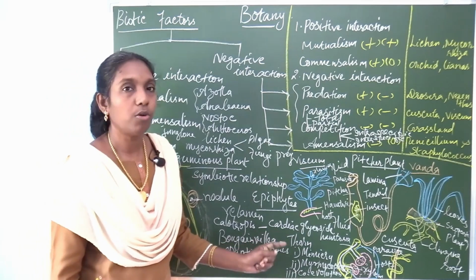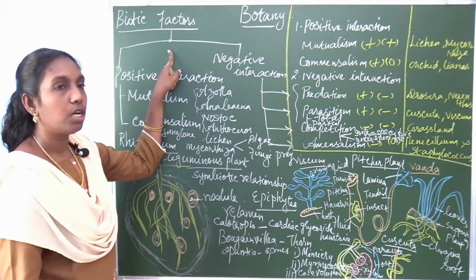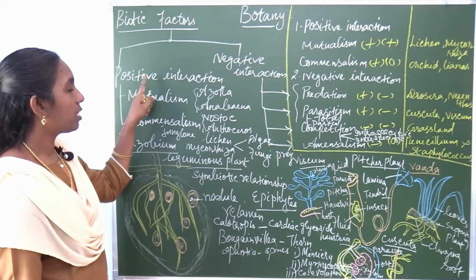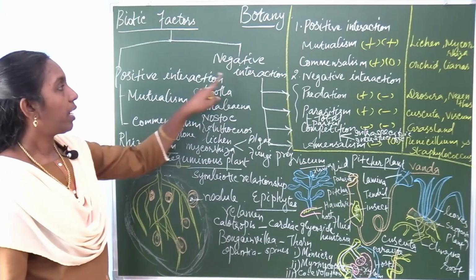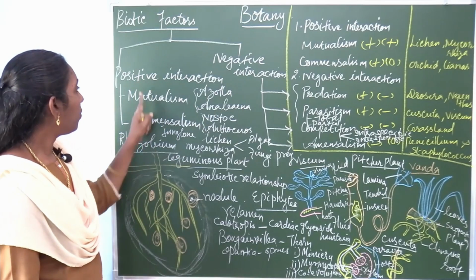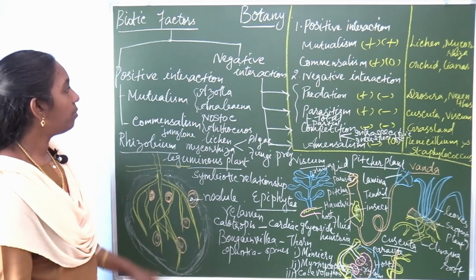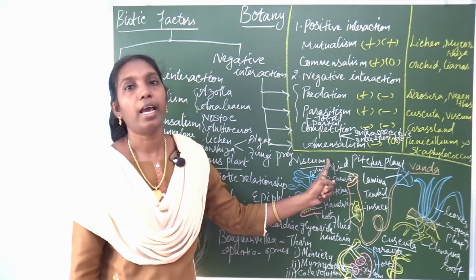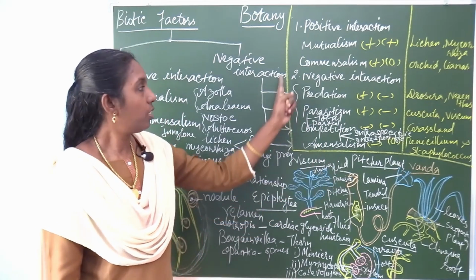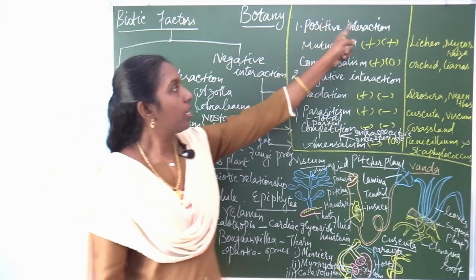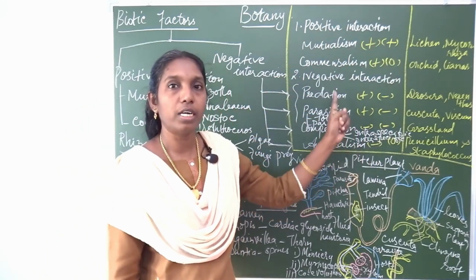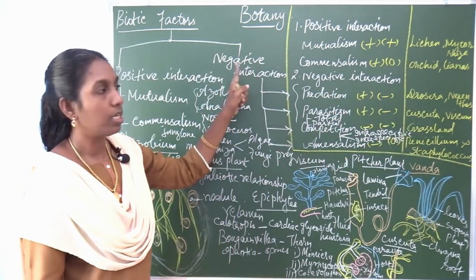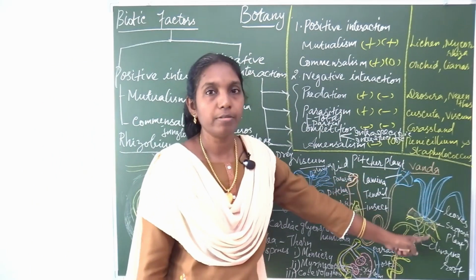Once again, let's review what you learned today. Biotic factors are broadly classified into positive interaction and negative interaction. Under positive interaction: mutualism, commensalism. Negative interaction: predation, parasitism, competition and Amensalism. So, first learn all the definitions from this tabular column. If you learn this table, you get the definitions as well as the examples. This is a very important 5-mark question. Prepare it well and draw all the diagrams in the class note.